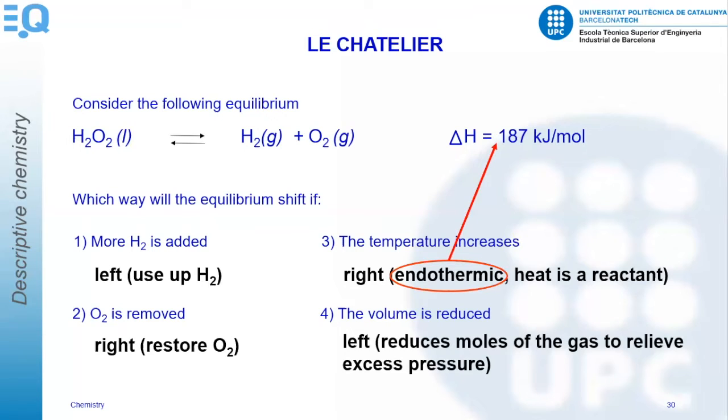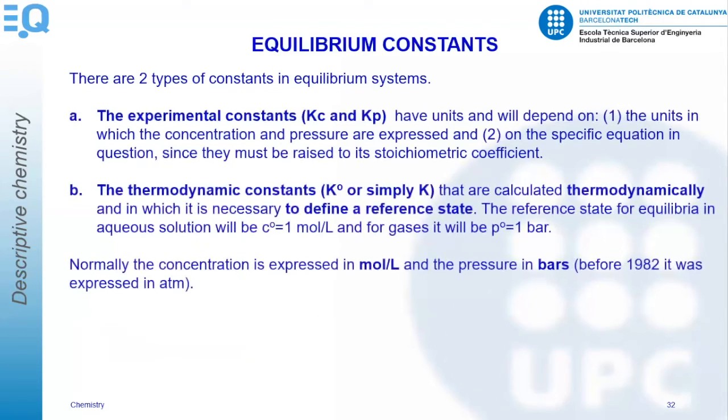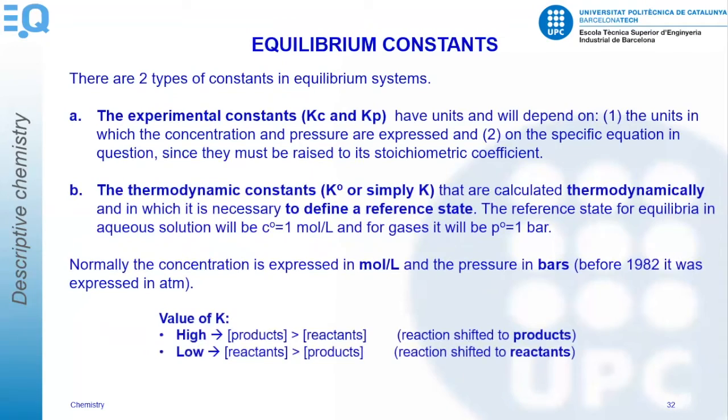The last topic of this unit is about equilibrium constants. There are two types of them, experimental and thermodynamic constants. The first type has units which depend on the products and reactants of the reaction and their own units, and also the stoichiometric coefficients. Kc is about concentration equilibriums, and Kp gives an equilibrium constant for its partial pressures.